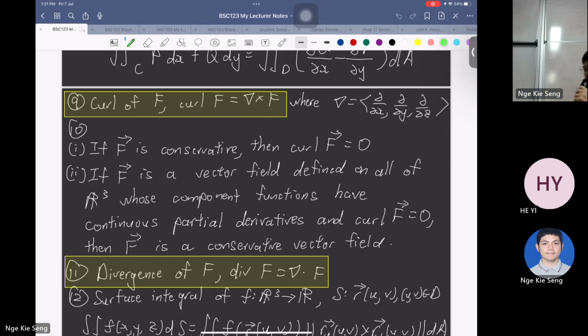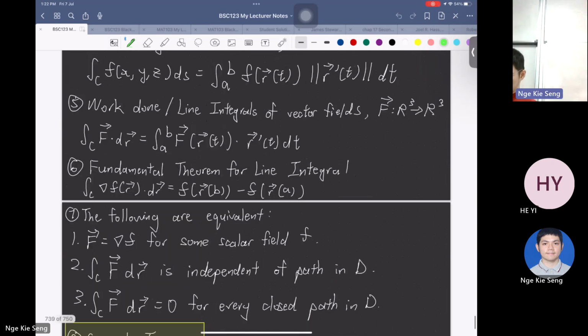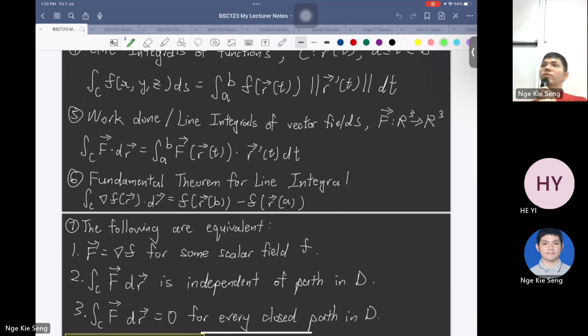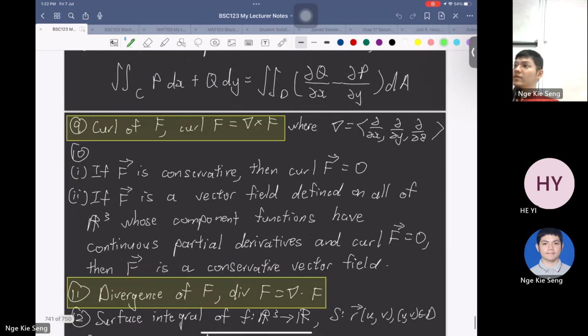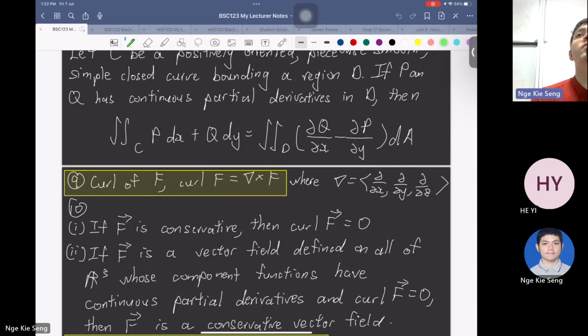Stokes and divergence, yeah, sort of. These theorems require you to know how to do line integrals and surface integrals. Any more?